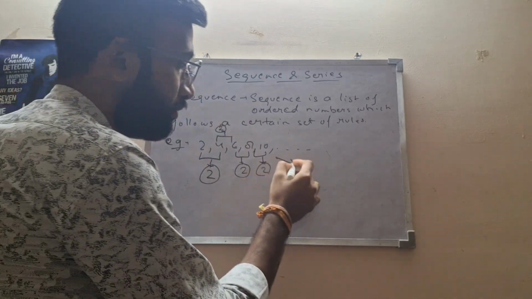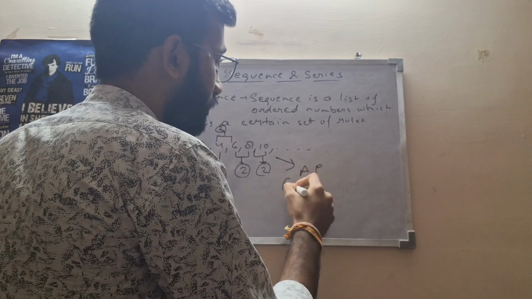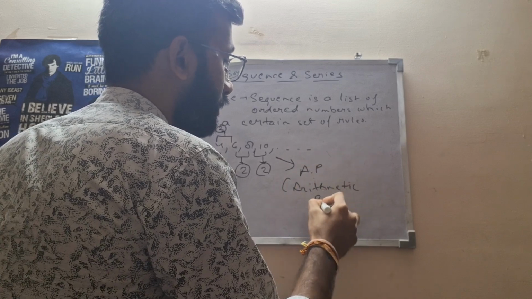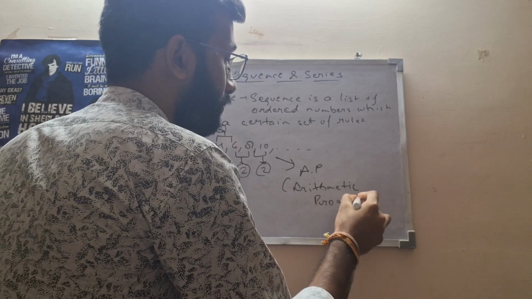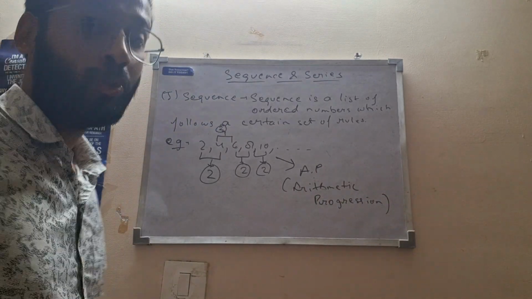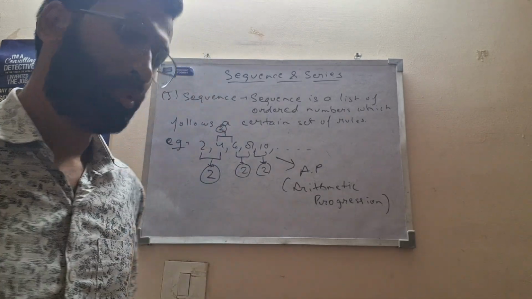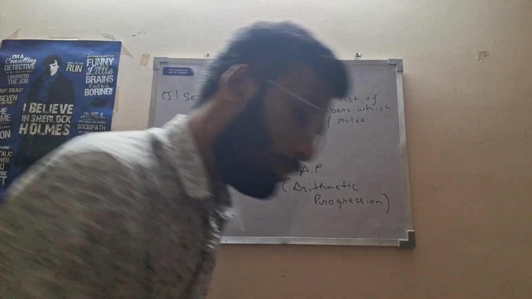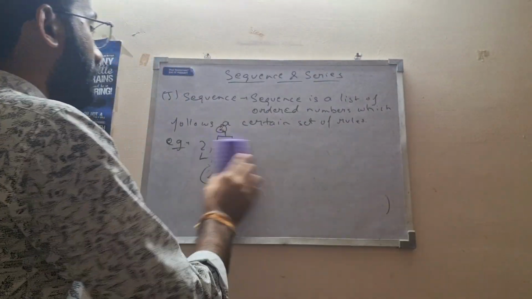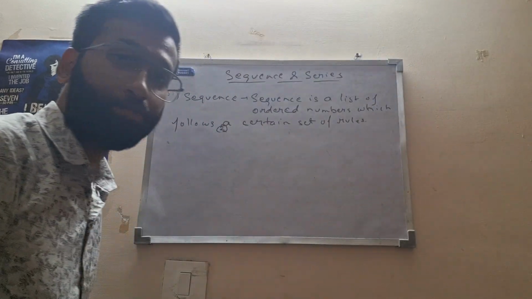So what is this type of sequence? It is an AP, which we also call arithmetic progression. So now you are thinking how more different types of sequences exist. I'll tell you about two of those more. Okay, I've told you about AP.